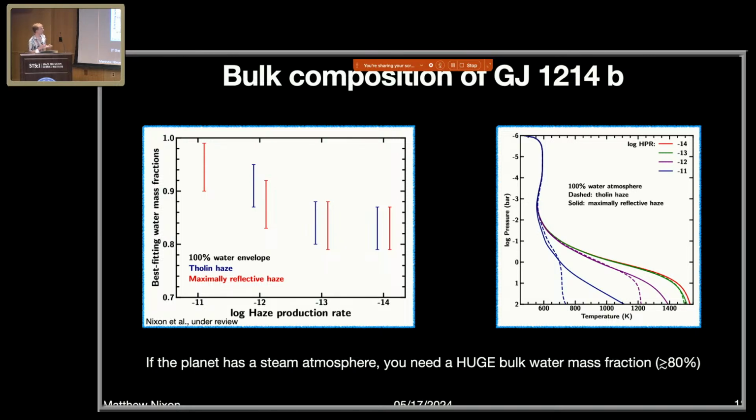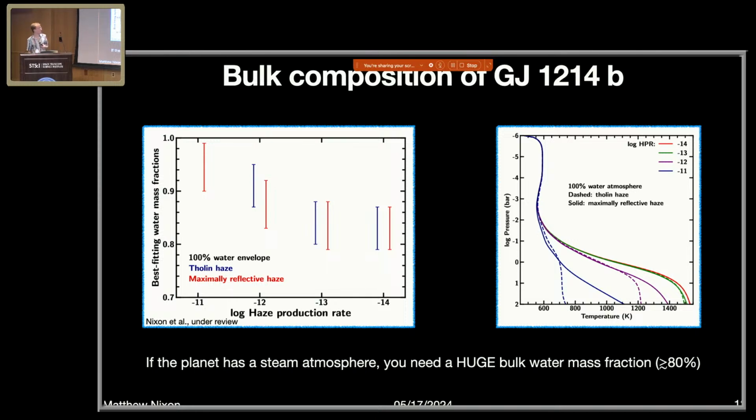And the finding was that even if you decrease the haze production rate as much as possible, that gives you the hottest possible atmosphere. And that means that your steam atmosphere is the lowest density that it can be, and therefore you need the smallest water mass fraction in order to fit the mass and radius. So even in that case, of that low haze production rate, you still need something close to 80% water.